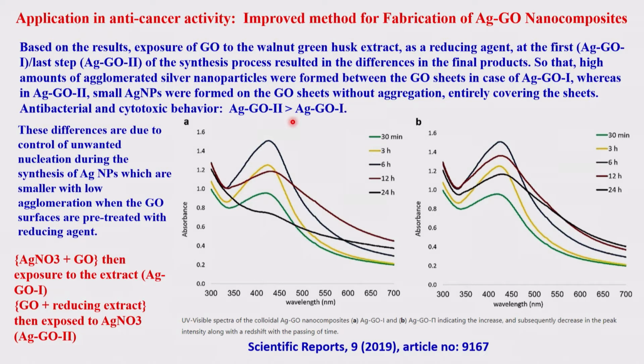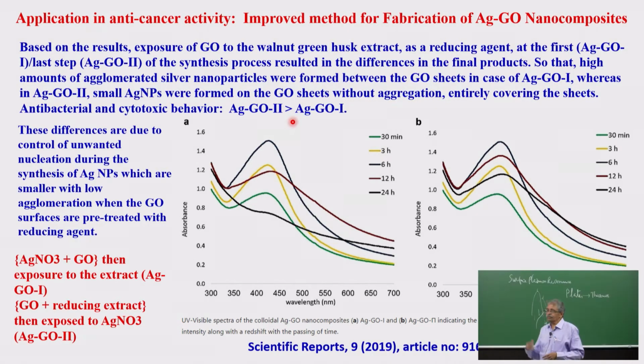You take the graphene oxide, you take the silver salt, obviously silver nitrate, and then you take some other agent which will reduce the silver plus to silver zero. For example, in this case, walnut green husk extract was taken. There is an extract from the walnut husk, and that has a lot of polyphenolic compounds, and those will reduce silver plus to silver 0. Please look at the slide.